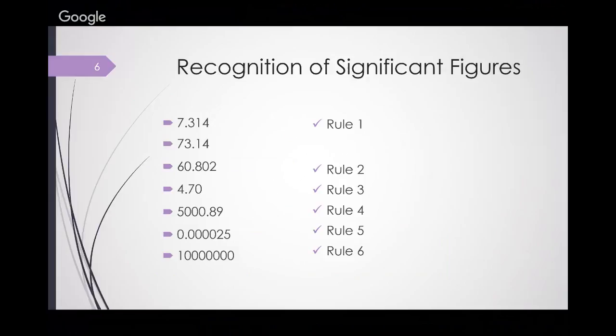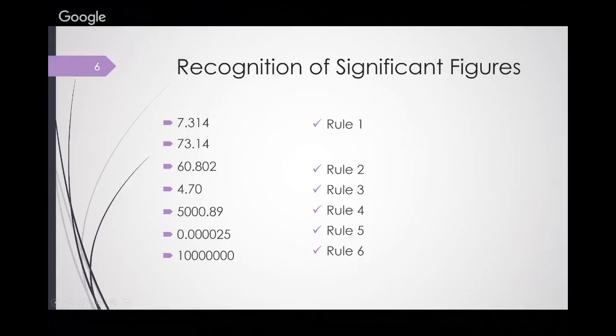So how do we recognize significant figures? Well, rule number 1 basically says all non-zero digits are significant. So 7.314 has 4 sig figs. 73.14 has 4 significant figures. It does not matter where the decimal point is here, or if there was a decimal point. It's going to have 4 sig figs.